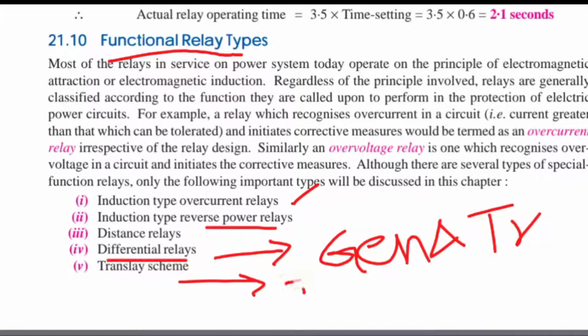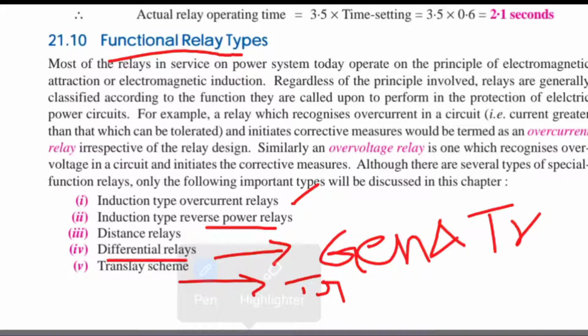Now we go for functional relays and different types. Most of the relays in service in power systems today operate on the principle of electromagnetic attraction or induction. Regardless of that, we can classify the relays into induction type overcurrent relays, induction type reverse power relays, and so on. Based on the function they perform, the relays are classified. Now we go through each one: induction type overcurrent, induction type reverse power, distance and differential relays.